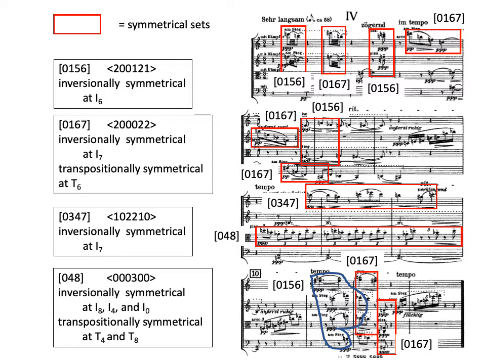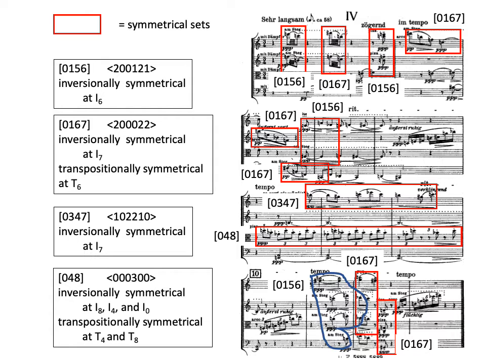Likewise, the 0167 is inversionally symmetrical if you take it up 7 and invert and try to get everything to sum to 7, because when you want 0 to sum to 7 you get 7, when you want 1 to sum to 7 you get 6, when you want 6 to sum to 7 you get 1, and when you want 7 to sum to 7 you add 0. So that's going to be inversionally symmetrical. It's also transpositionally symmetrical. If you transpose it up 6 half steps, you'll get the exact same notes, right?